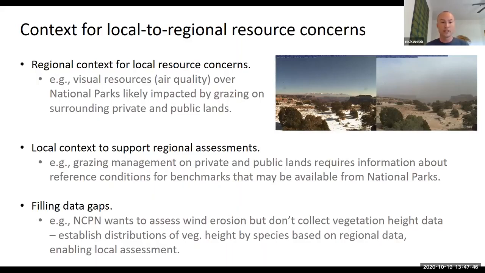We can also use the data to fill gaps. An example of this that we've been working on with the National Park Service is their Northern Colorado Plateau monitoring network wanted to assess wind erosion, but at that time they weren't collecting vegetation height data on their monitoring plots. So by bringing together the different monitoring data sets, we were able to establish distributions of vegetation height by species based on the regional data, and use those to drive the AERO model to inform more local scale assessments.